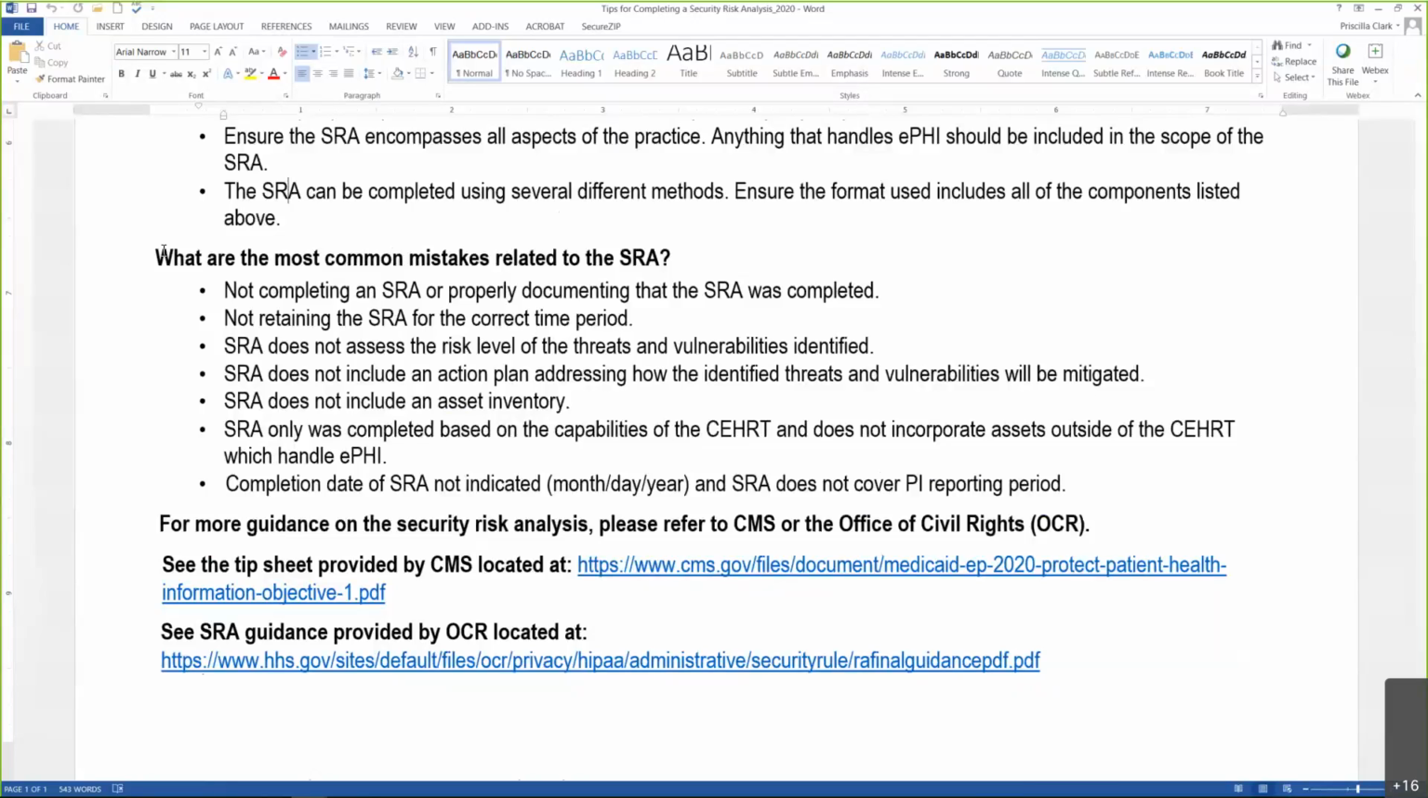And then the completion date of the SRA not indicated. So if the SRA just says December of 2020 and your meaningful use reporting period ended in December, we don't know if you did it on the last day or after for that PI reporting period. And then another common failing is if the SRA does not cover the PI reporting period, the SRA must cover that promoting interoperability reporting period.